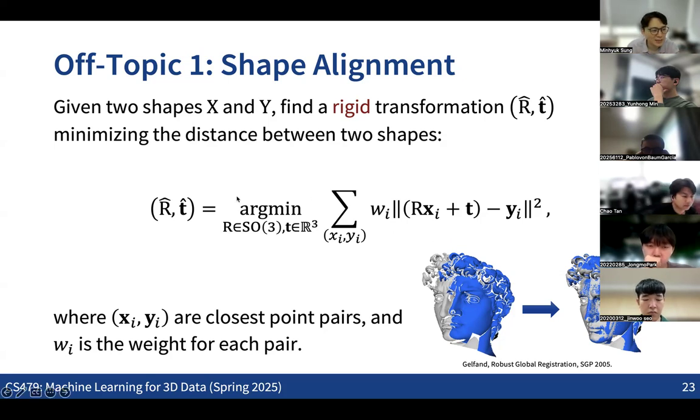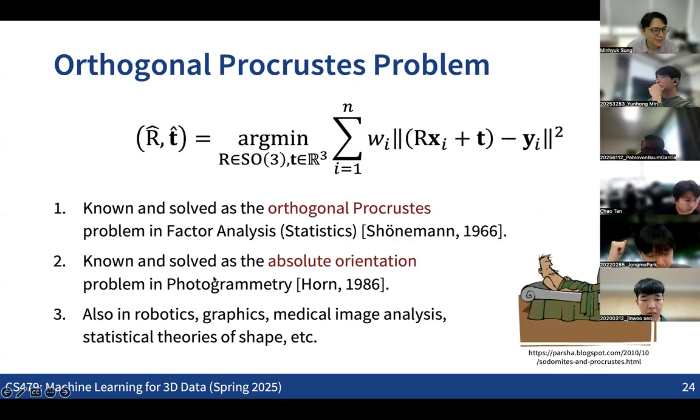And actually this is an even more general problem that we can see not only in geometry processing, but also in many other fields as well. And this problem is called the orthogonal Procrustes problem, which is named after Procrustes, a person who appears in Greek myth.